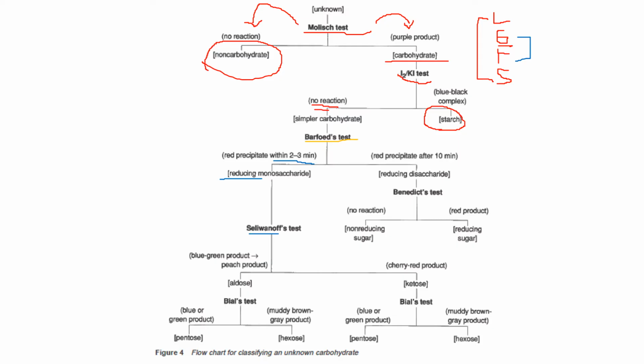Now we can proceed with the Seliwanoff's test, because that is a confirmatory test for ketohexoses, specifically for fructose. Now here, for the Seliwanoff's test, if a blue-green product is produced, then that means what we have is an aldose, or if there is no change, then that means it doesn't have a ketose. Now, if a cherry red product is produced, then that means that our unknown sugar is a fructose.